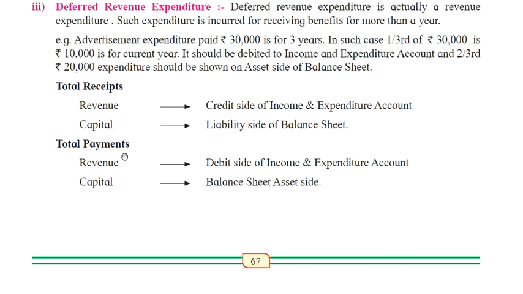Total receipts and total payments. Revenue items are shown on the credit side of the income and expenditure account, and capital items on the liability side of the balance sheet. In final accounts also, capital comes under the liability side of the balance sheet. And in total payments also, revenue items go on the debit side of the income and expenditure account, and capital items on the asset side of the balance sheet.